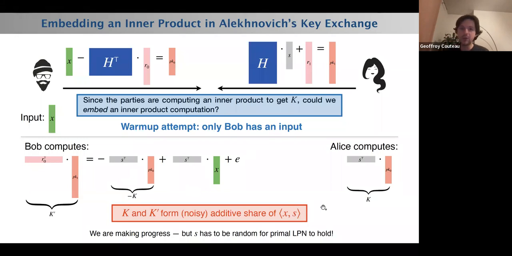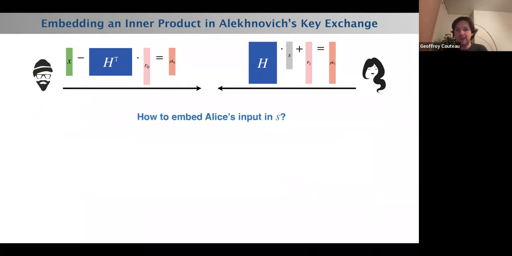So this is getting somewhere, but this is still not an inner product, because this S here is not something that can be Alice's input, because it has to be truly random if you want to ever invoke the security of LPN. So you can't use S as the input of Alice. So how do we embed Alice's input inside this S?